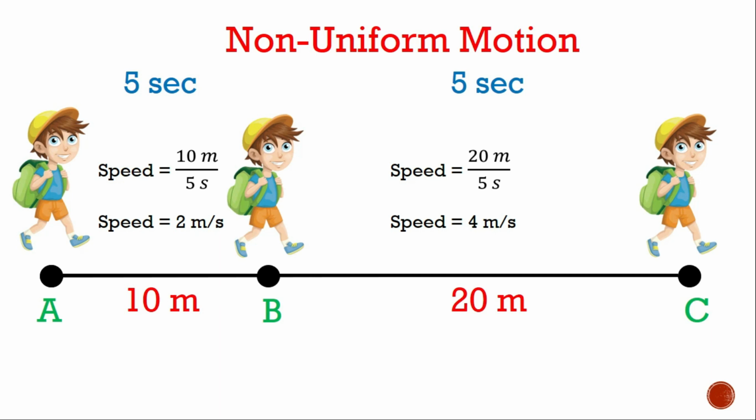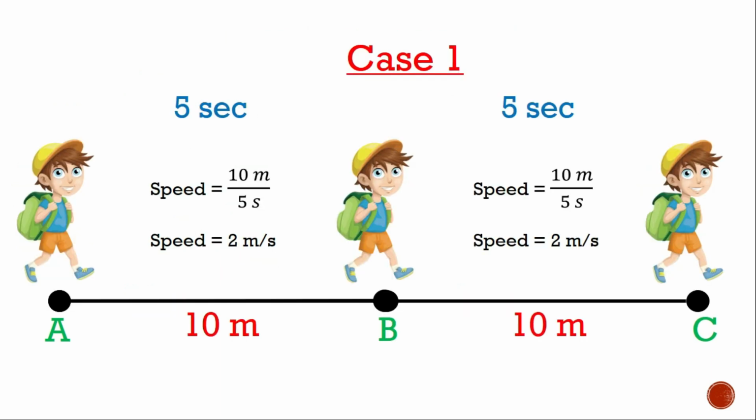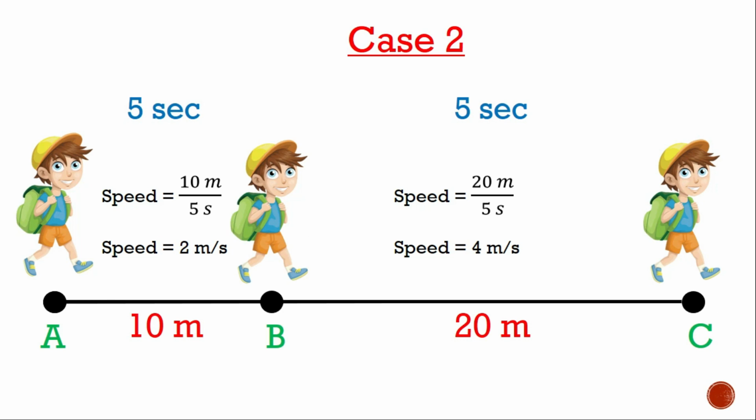Now, suppose I ask you, what was the speed of the boy in the first case when he moved from A to C? You can easily give the answer to be 2 meters per second, as the boy is moving with a constant speed of 2 meters per second every single time. But suppose I ask, what is the speed of the boy in the second case while he moved from A to C? Can you answer the question? Is it 2 meters per second or 4 meters per second?